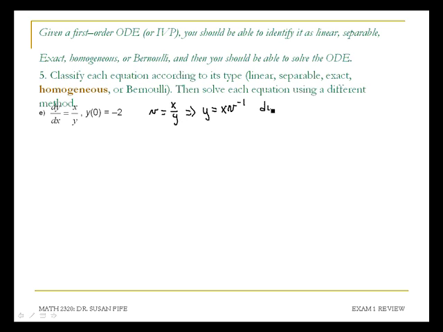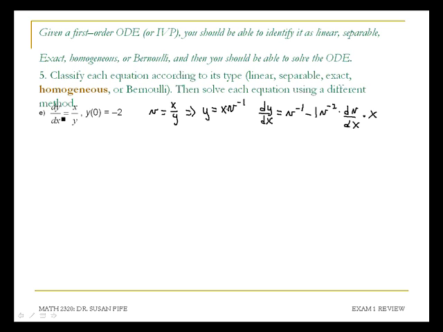And then dy dx is, here I need to use the product rule. When I take the derivative of x with respect to x, I get 1 times v to the negative first. So when I take the derivative of v to the negative first, I get negative 1 v to the negative second times dv dx, and then that's multiplied by x.